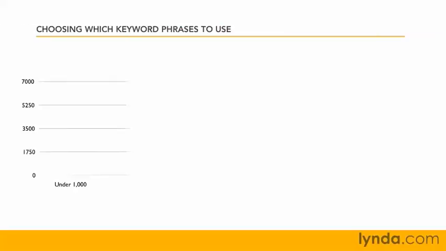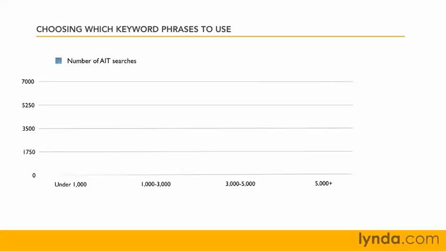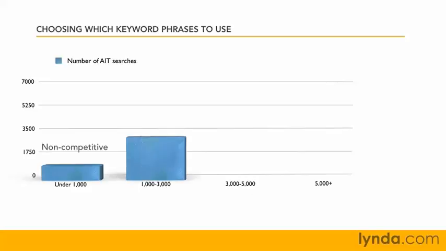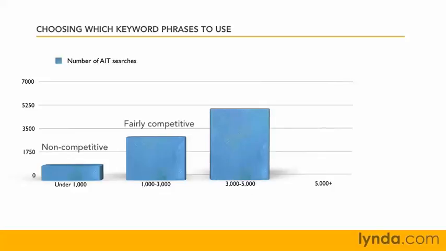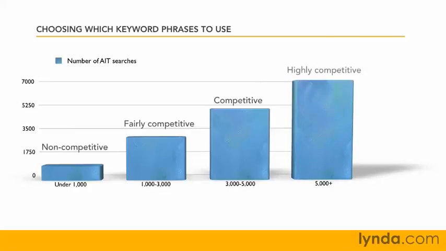Now we have to decide how competitive we can go with our particular site. Under 1,000 all in title searches are non-competitive, so those are really good ones for us to choose. 1,000 to 3,000, those are fairly competitive. 3,000 to 5,000, those are competitive. And then as you get to 5,000 and over, they're highly competitive.